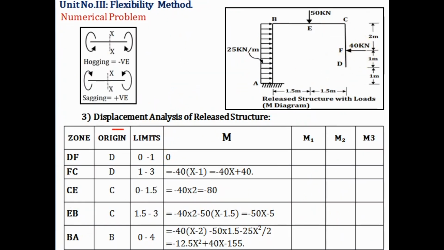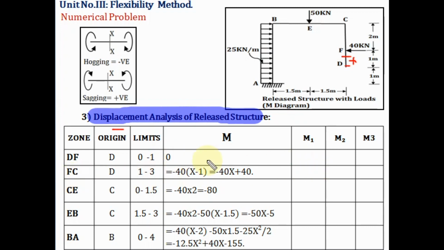Now next step, as we know, the displacement analysis of a released structure. Now we know what the different columns of this table are. Also we know the sign convention: hogging negative, sagging positive. So first zone we'll consider, that is DF. We'll measure the X from D point. On this side there is no other force, so the bending moment will be equal to 0. The limits here are D and F. For D the length is 0 and for F it is 1, because we are starting from D.